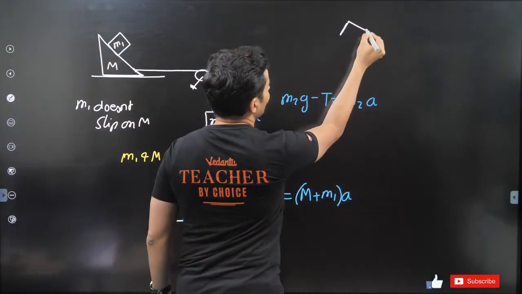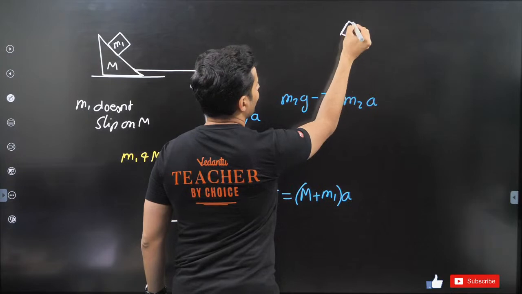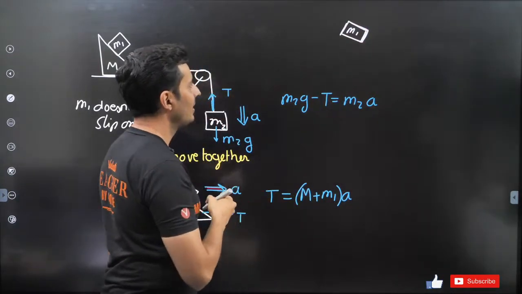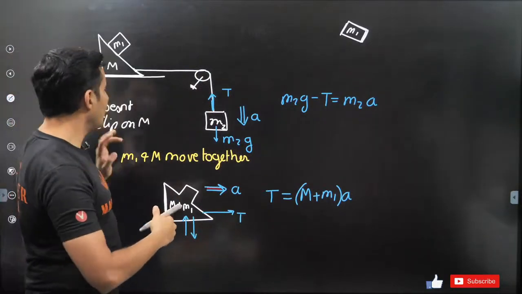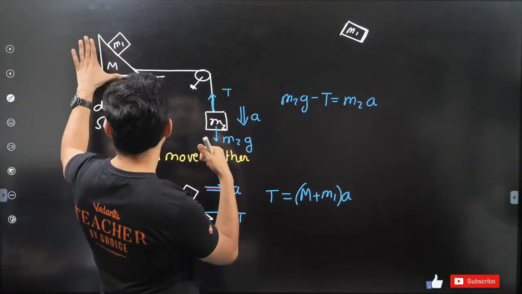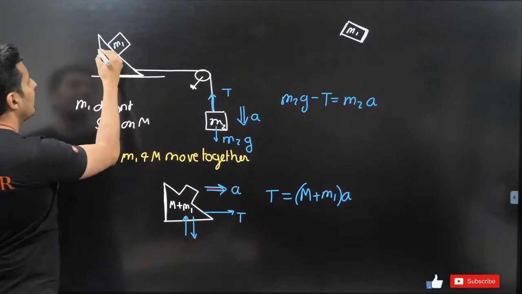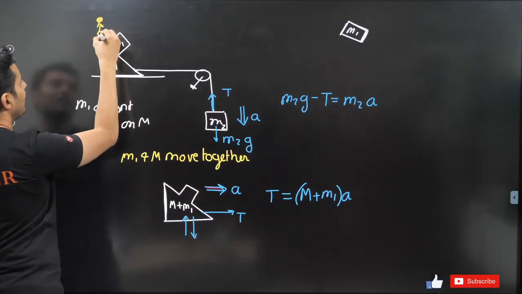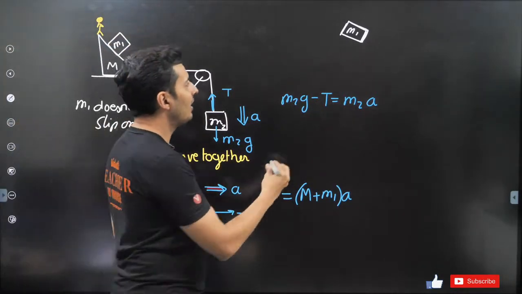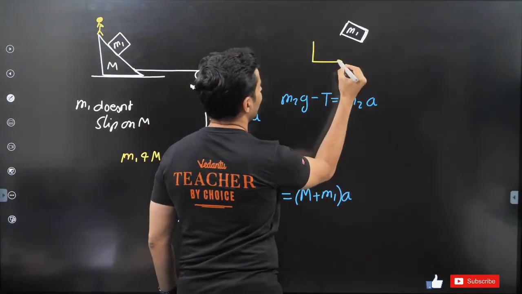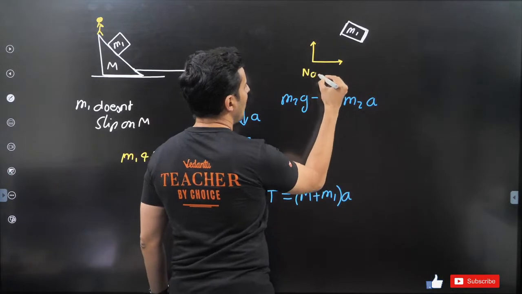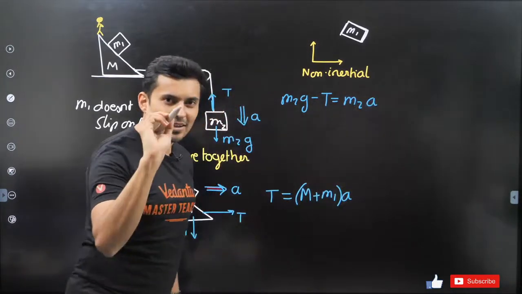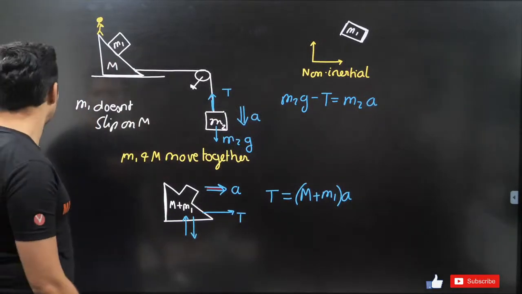Another equation you can write is for this small m1, the small m1 which is just sitting over there. Imagine I sit in a non-inertial frame. That means I sit on the capital M mass, that means the moving accelerating wedge, which is definitely a non-inertial frame. In this non-inertial frame, there will be one extra force. I have to keep that in mind.